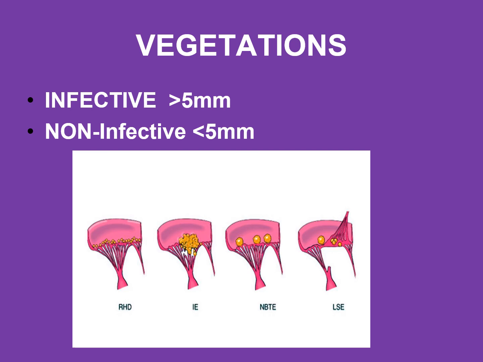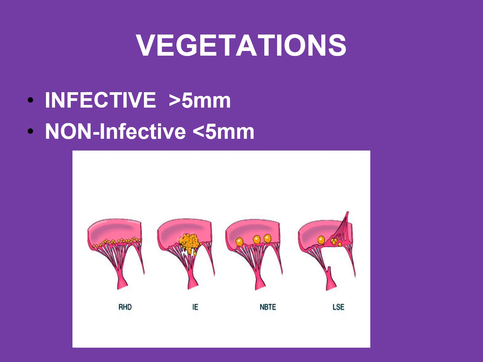You can see that in RHD. The vegetations in RHD are smaller. In infective endocarditis, the vegetation is very bulky. In nonbacterial thrombotic endocarditis or marantic endocarditis, it's very similar to RHD, but they are bigger. While in Libman-Sacks endocarditis, usually from SLE, the vegetations are present on both sides of the valves. So in the first three, the vegetations are only present at the line of closure.